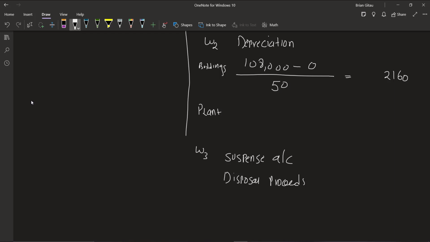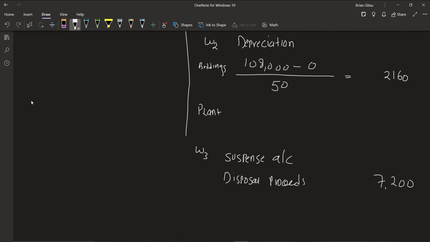The suspense account represents the sales proceeds. Let's check from the trial balance. The suspense account is 7.2 million, so 7.2 million is giving us 7,200. Fine.